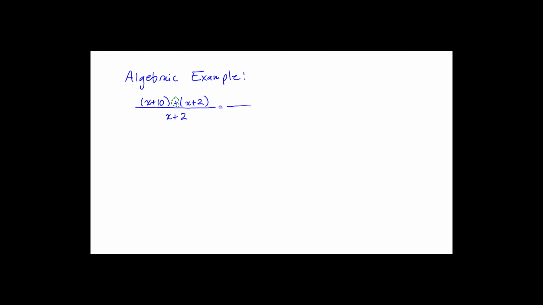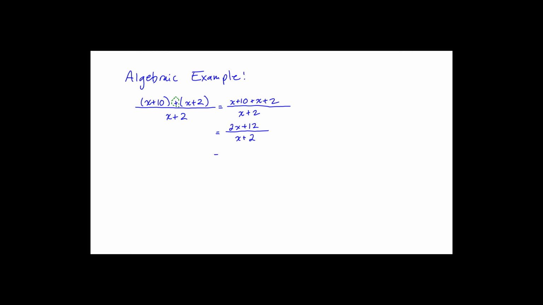So looking to simplify there, I've got parentheses around x plus 10 and x plus 2. According to the associative property, I can just drop all of those parentheses, so I really just have x plus 10 plus x plus 2 all over x plus 2. And when I combine like terms in that numerator, I'm going to get 2x plus 12. And that's divided by x plus 2.